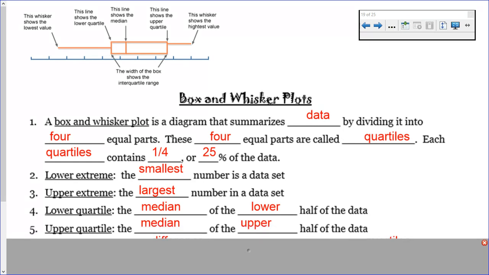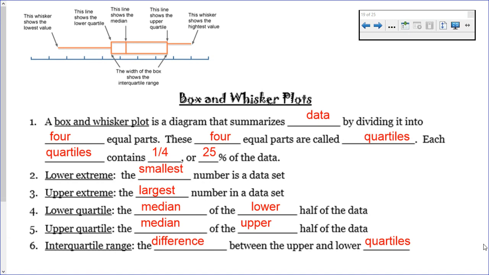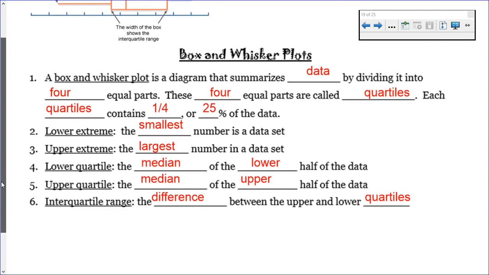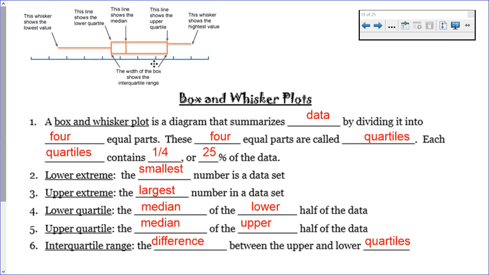The upper quartile is then the median of the upper half of the data. So this line right here, the right end of the box, represents the middle number in the upper half of your data. Okay, the interquartile range is the difference between the upper and lower quartile. So that means you would subtract your upper quartile minus your lower quartile.